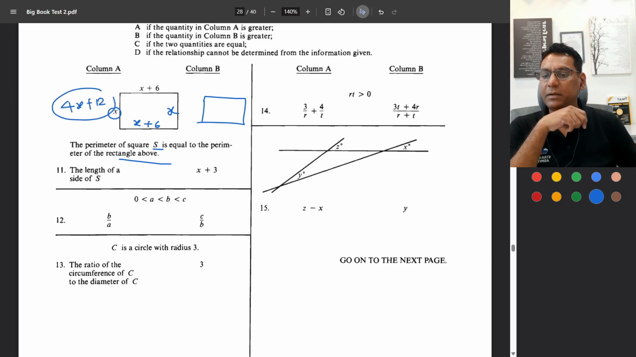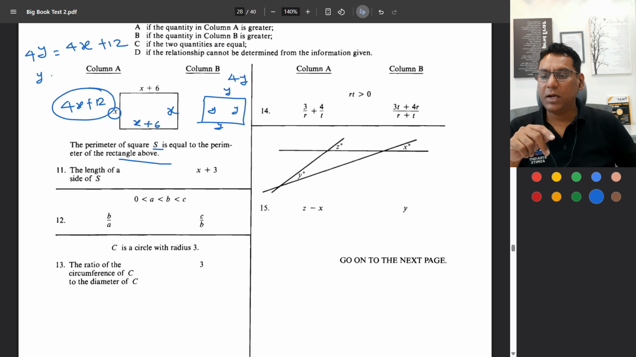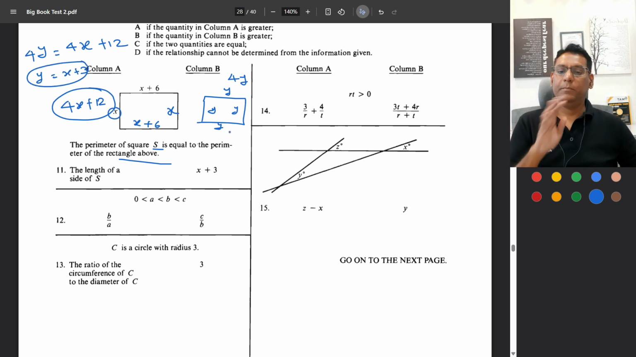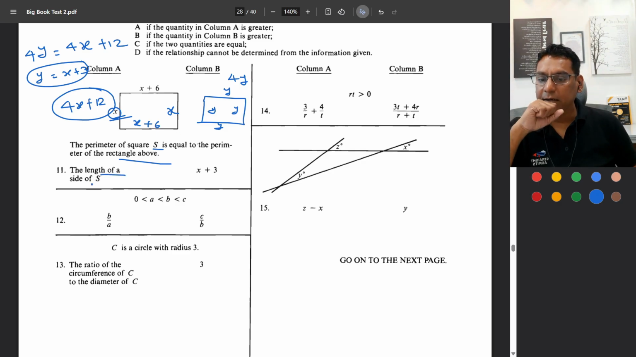That's the perimeter. Here, let's say if the side is y, the perimeter is going to be 4y. They both are same. So basically, 4y is equal to 4x plus 12. That means y is equal to x plus 3. That's what I got. The side of this square is 3 more than the width of the rectangle. Okay, the length of side S.